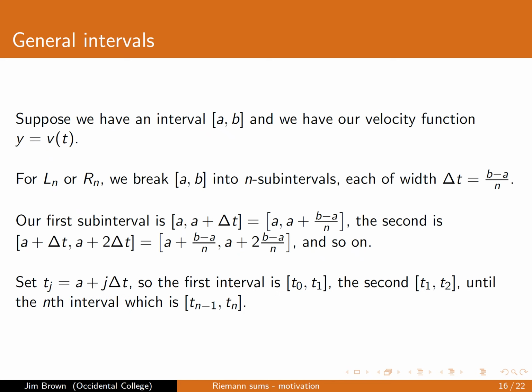Now to ease the notation a little bit, we'll say t sub j is a plus j times delta t. And so then our first interval starts at a, so that should start at t0. And then we want to go to a plus delta t, so that should go to t1. The second one will go from t1 to t2, and so on until we get to the last interval, which is going to be t sub n minus 1 to t sub n. So notice that if we take n times delta t, we get b minus a, so a plus b minus a is b. So that is the right edge of the interval.